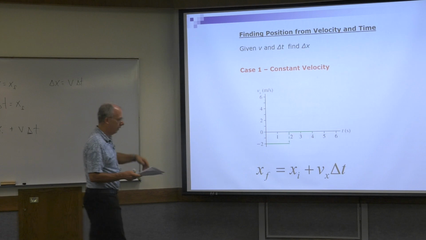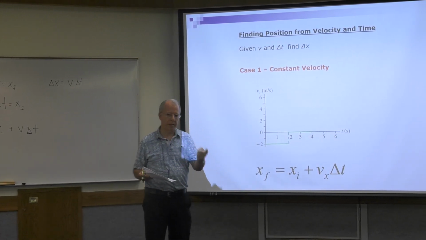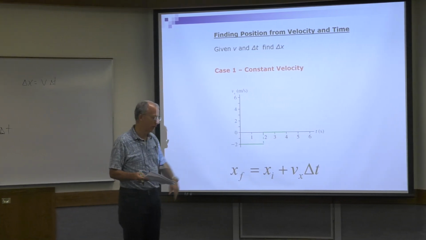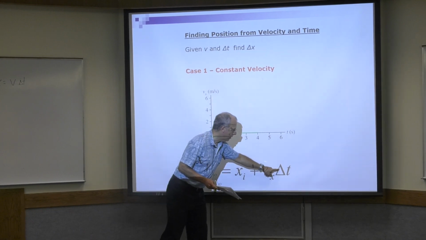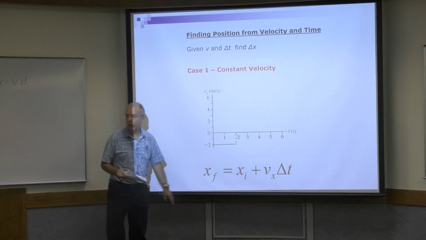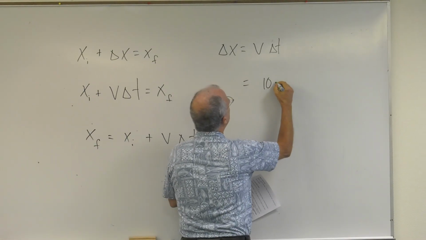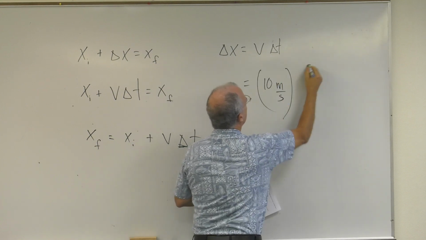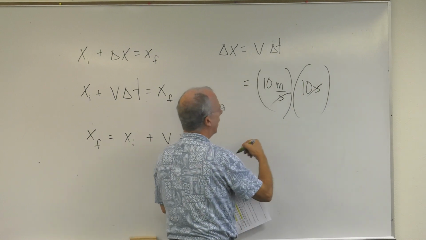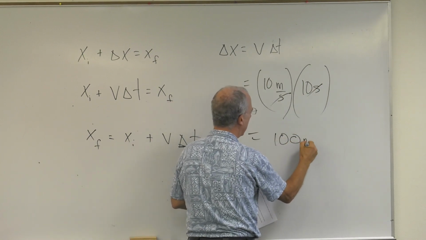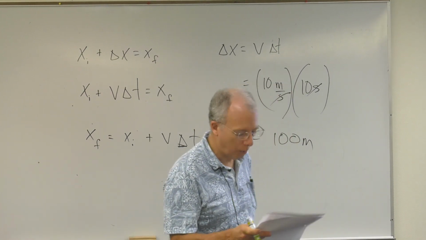And again, let's go back to my example. I said if you run at 10 meters per second for 10 seconds, you run 100 meters. So x initial would be 0. Velocity 10 meters per second times 10 seconds is 100 meters. Now look at the units. 10 meters per second times 10 seconds. The seconds cancel, and you get 100 meters. That's what I was talking about in Chapter 1, how you treat those units as algebraic quantities.